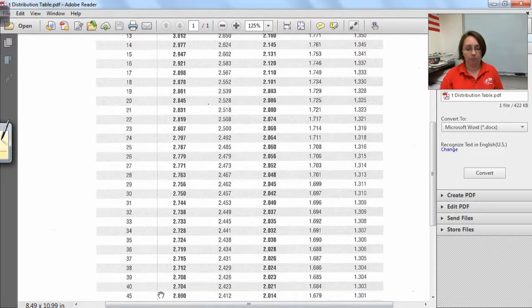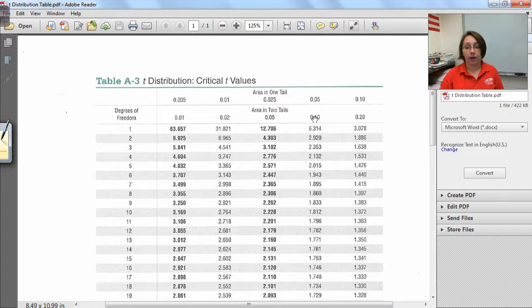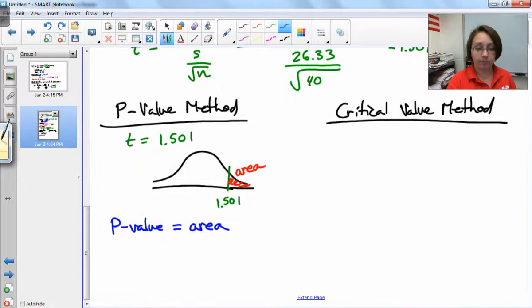1.501. Okay, so 1.501 is actually smaller than all of these in this whole entire line. So it's all the way to the right. So we scroll to the top, we need all the way to the right. For one tail or two. Remember, this is a right tail, so we need all the way to the right of the one-tailed test. So our area is bigger than 0.1. Let's write that down. So our area is bigger than 0.1.